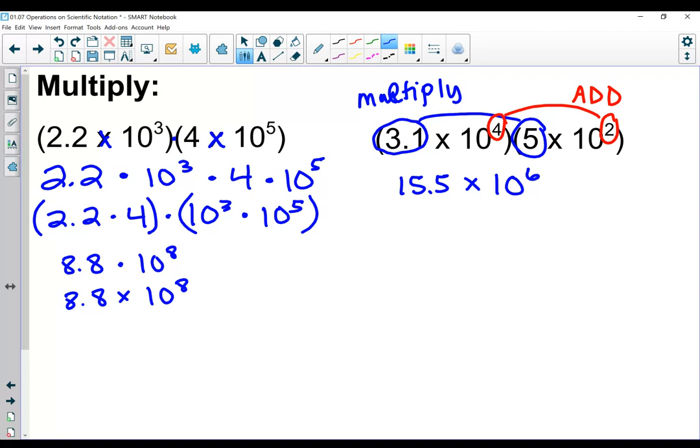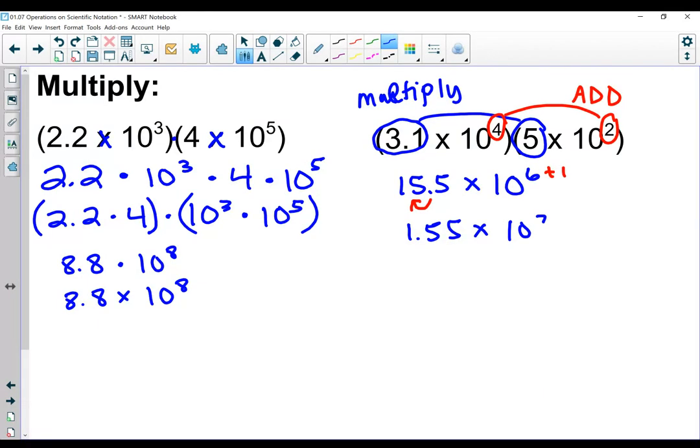I'm not really in scientific notation because 15.5 is not a number between 1 and 10. I have more than one digit in front of the decimal. I have a 5 and a 1. So I really need my decimal to move one place over. Since my number was too big, I'm going to have to add 1 to my exponent. So when I'm changing small numbers, I subtract. When I'm making bigger numbers, I'm adding. So this will now be 1.55 times 10 to the 7th. So sometimes you will have to adjust those numbers after you multiply.